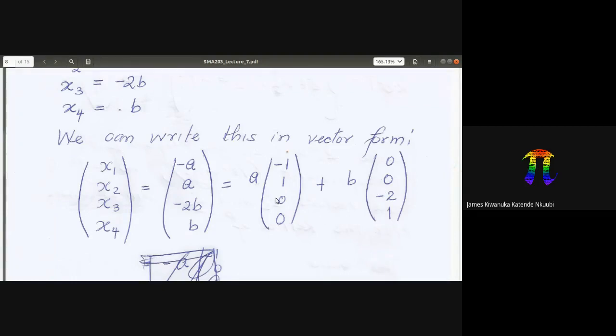If you want to get a specific vector, you just fix the values of A and B. So for instance, if A is 0 and B is 1, you will have 0, 0, negative 2, 1 as your vector. You can check if that vector is mapped to the 0 vector, and therefore confirm if it is indeed in the kernel. But it doesn't matter which values of A and B you pick. Any vector in R4 that satisfies this condition will be in the kernel.